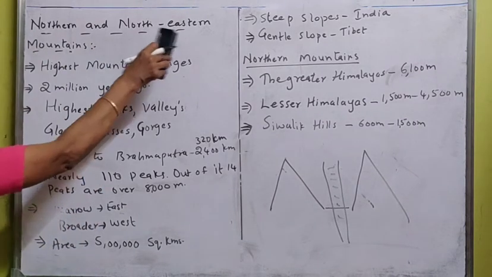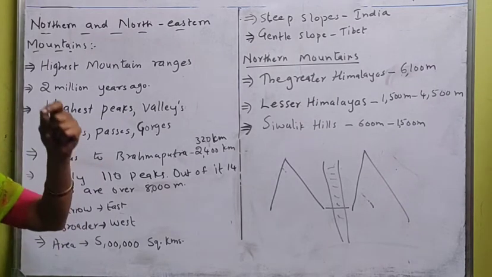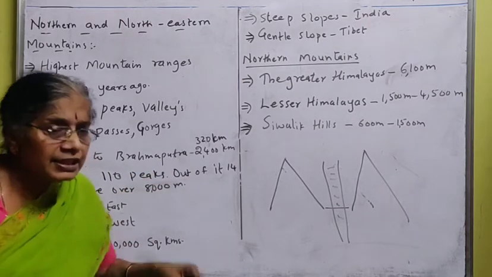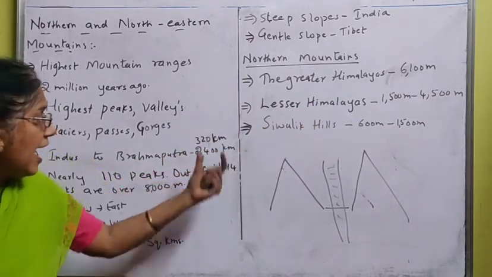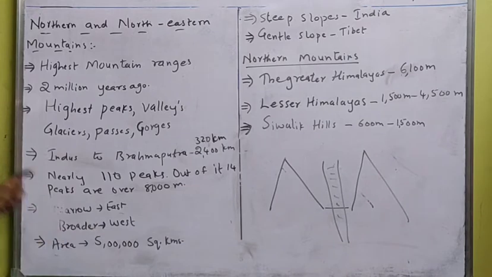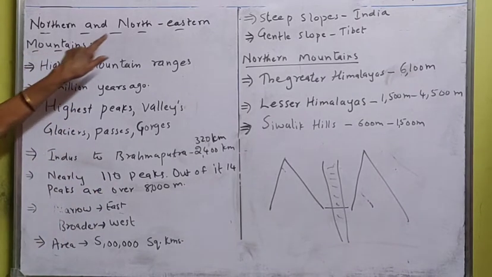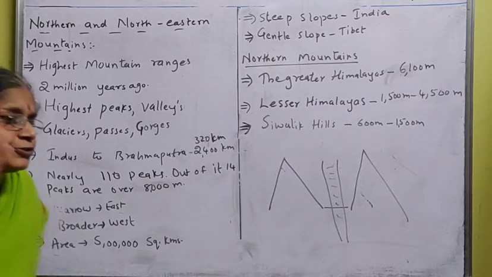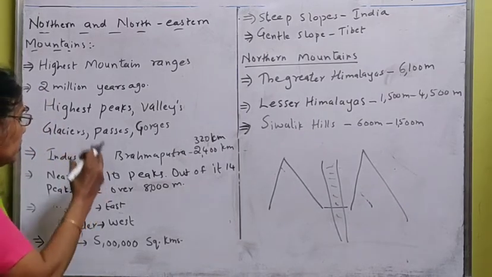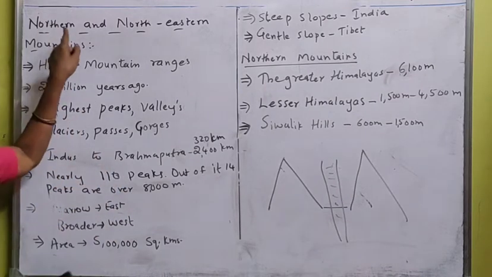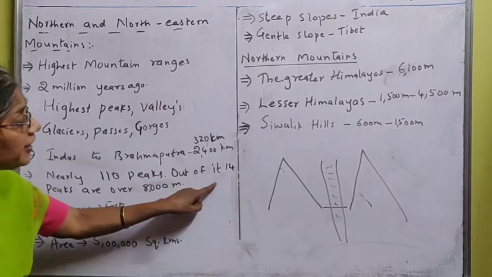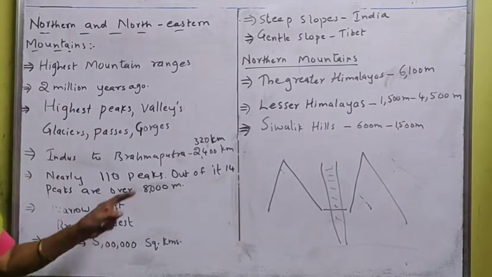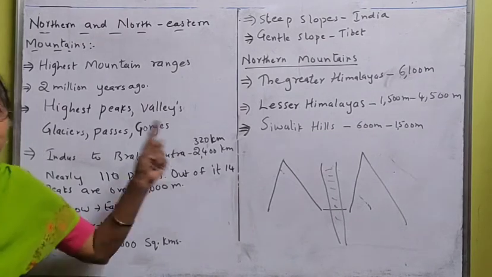Besides this, how long do the northern and northeastern mountain ranges extend? They extend from the Indus River to the Brahmaputra. The length is 2,400 km and the width is 320 km. In this you will find mountains and peaks. The top of a mountain is called a peak. There are nearly 110 peaks in these mountains. Out of them, 14 peaks are over 8,000 meters. That is why the highest peaks are there.